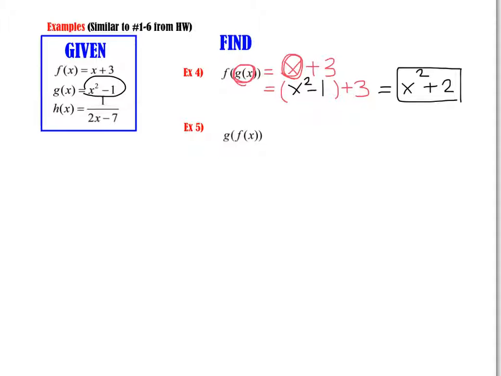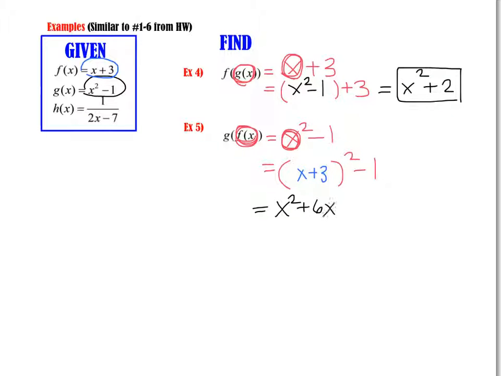Same idea with the second one. We're using the function g, which is x squared minus 1, but instead of plugging in x, we're plugging in the whole f of x into that x. So I'm going to rewrite it and leave a space where x used to be, and instead I'm going to take f of x and plug it in to that space. And then we just need to simplify. So we would get x squared plus 6x plus 9 minus 1, which is x squared plus 6x plus 8.